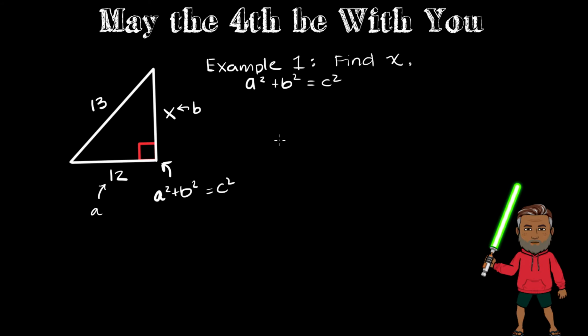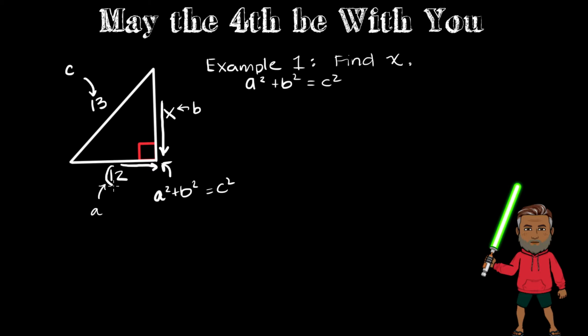Now a and b don't matter which one is which. All that matters is that when you look at a and b, when they meet each other, they hit at the right angle. They form the right angle. Now the last side, the side that doesn't touch the right angle, is what we call side C.